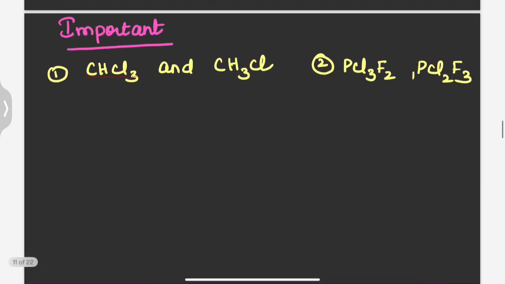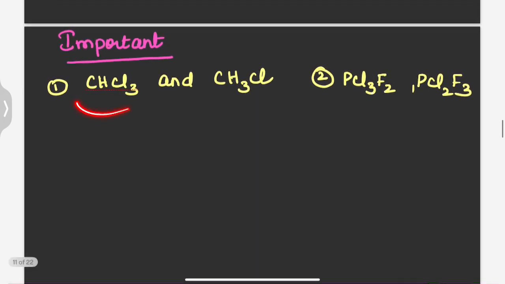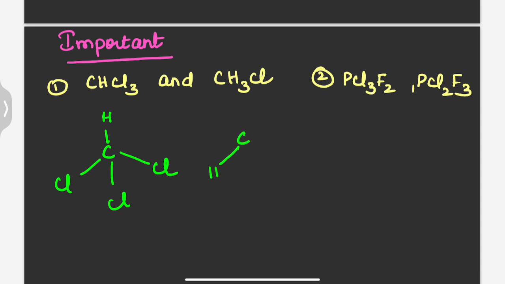And some more examples. These are very important. This question has already come in JEE, where the dipole moment is more. So we will solve this question. CHCl3: carbon, 1 hydrogen and 3 chlorine atoms, Cl, Cl and Cl. And here carbon, hydrogen, hydrogen, hydrogen and then 1 chlorine.